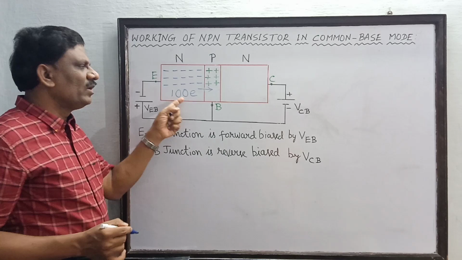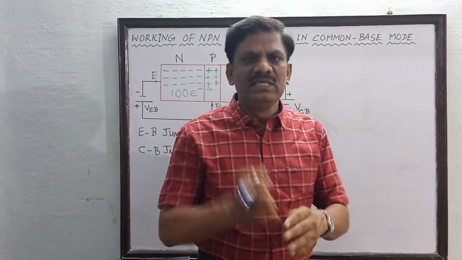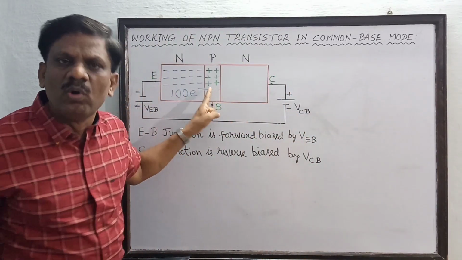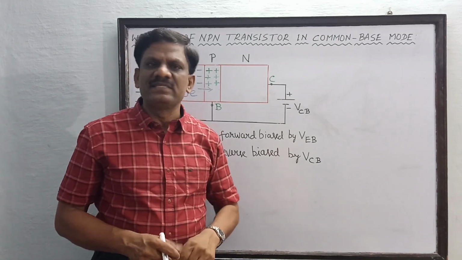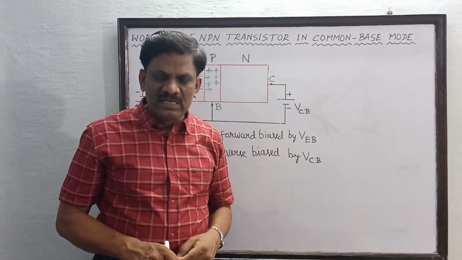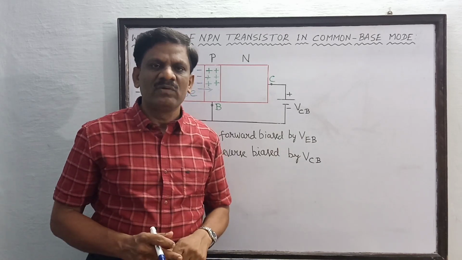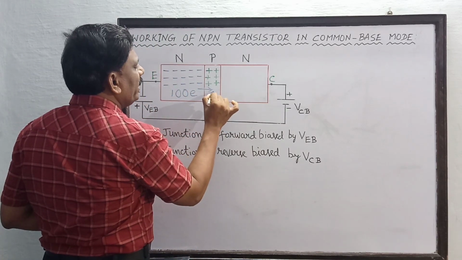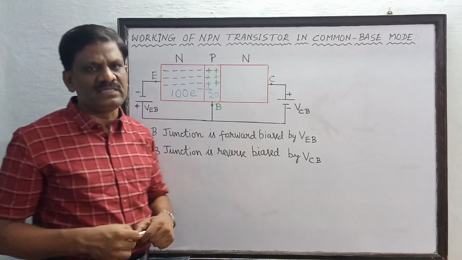So you can see what will happen when these 100 electrons are entering into the base region. In the base region, who are the majority charge carriers? They are the holes. But the percentage of doping is very less in the base region and also the size of the base region is very less. So the availability of the holes will be less in number. Say for example, there are only 20 holes in the base region.